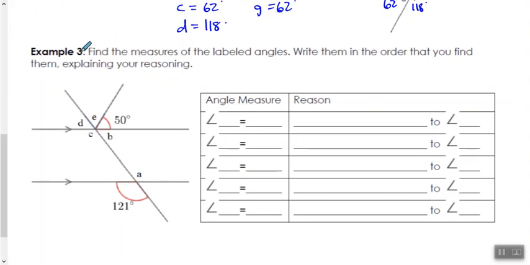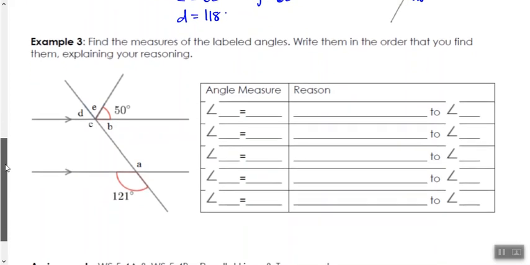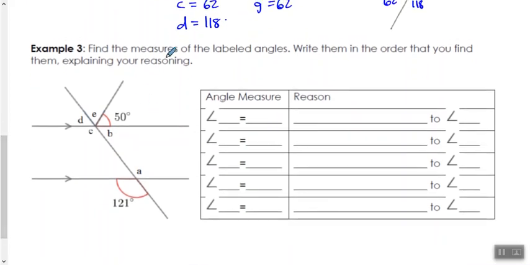Okay, now in example 3, how this is different is I want to give you a reason. So for the last one, we just figured it out. There's a bunch of different ways that we could figure it out. We had a bunch of different reasons that we could have used. For this one, you're going to write down a specific one. So find the measures of the labeled angles. So A, B, C, D, E. We don't have to find this unlabeled one or this unlabeled one here. And then we're going to write them in the order that we find them and explain our reasoning.